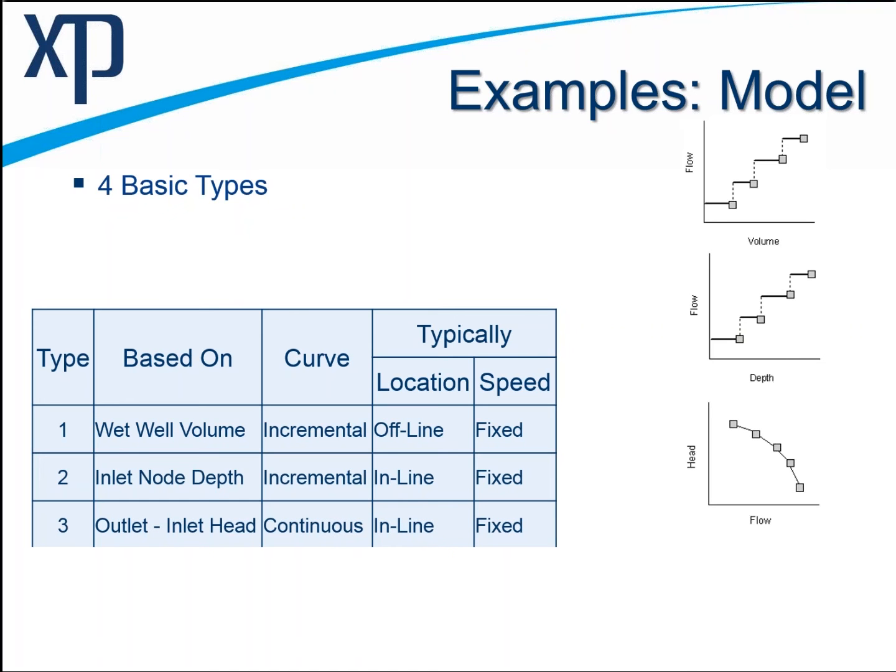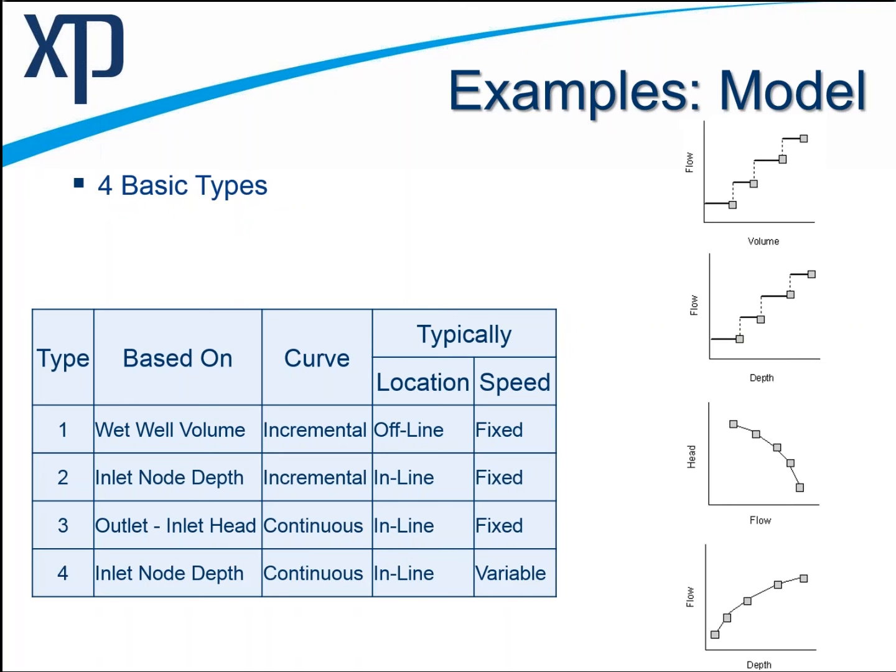Now we have type 3, where you can see this curve is the same curve we showed in the previous slide. This is where we take the outlet and inlet head and the difference between the two. That curve is generally continuous. The final type is what we'd call a static head, where we have an inlet node and a depth, but it's not two different water surfaces compared to each other. It's just a water surface and the invert. Otherwise similar, so 2 and 4 are similar in their approach. Sometimes you have a variable speed on them. Those are the four different types in the EPA SWIM world.